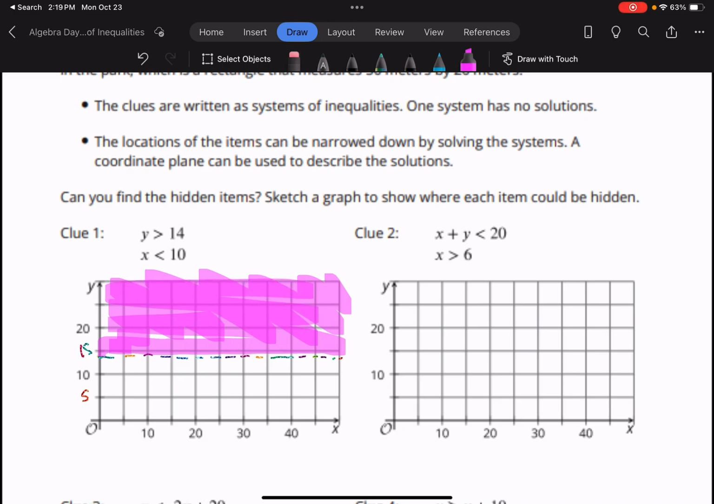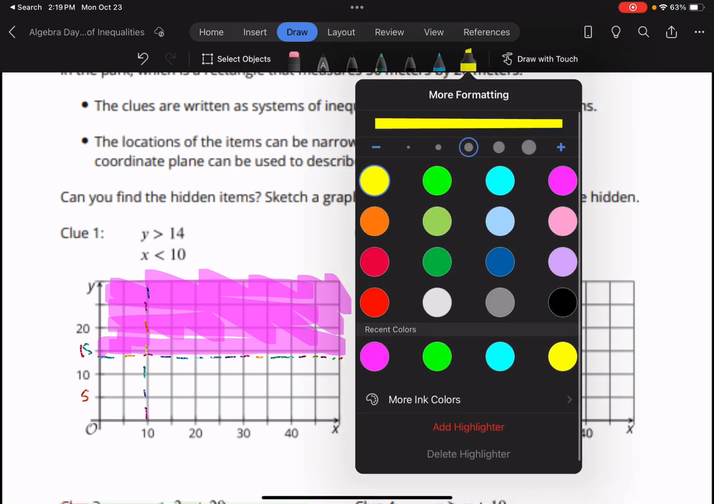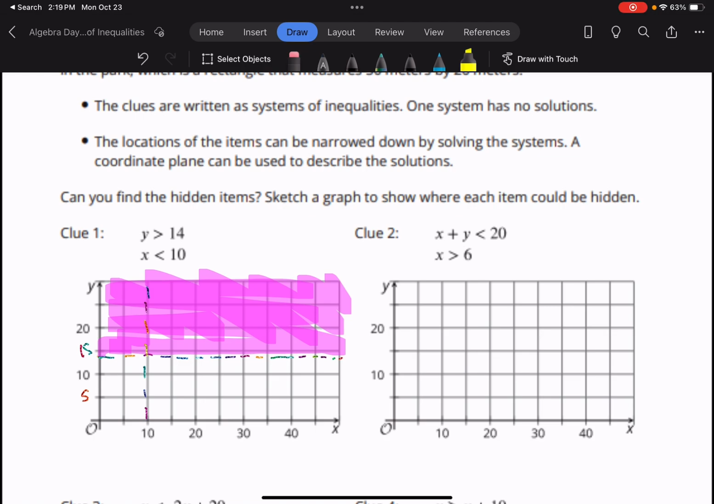And then x is less than 10. So now we're looking at x. And again, dotted lines still. And it's less than 10. So in this case, if we were to test 0, 0 is less than 10. So that will be shaded on this side. And so our overlapping area is where that pink and that yellow are overlapping, kind of creating an orangey color. All right, our next one is x plus y is less than 20.